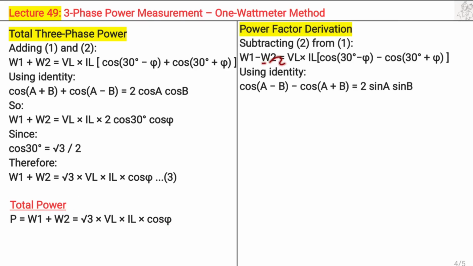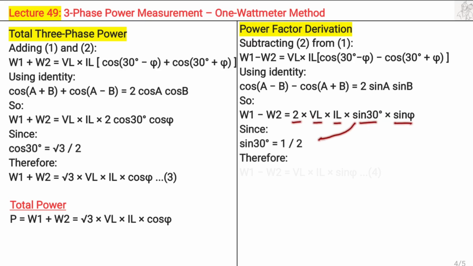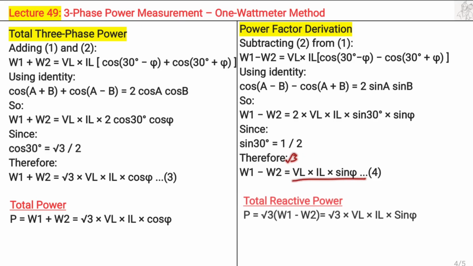Now subtracting 2 from 1, we get this equation, and applying the identity, we get W1 minus W2 is 2 VL IL sine of 30 sine phi. Sine 30 is 1 by 2. Therefore, W1 minus W2 is VL IL sine phi. But the total reactive power of a three-phase circuit is root 3 VL IL sine phi. So in order to find out the reactive power, we have to multiply root 3 with W1 minus W2 to get the three-phase reactive power.